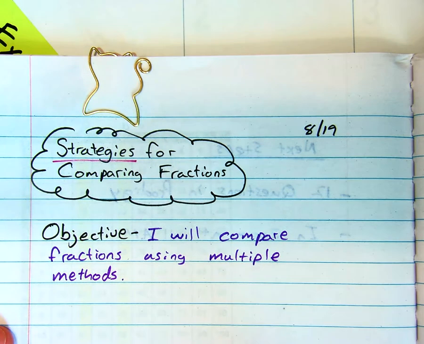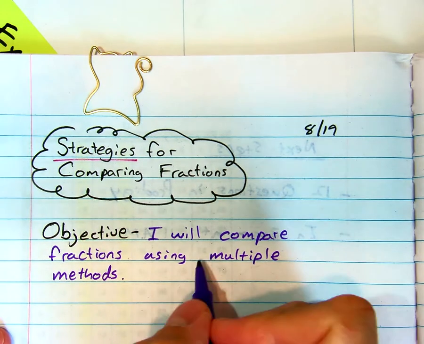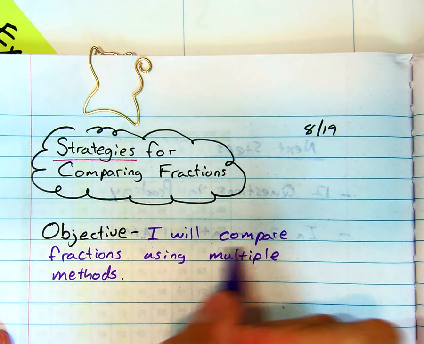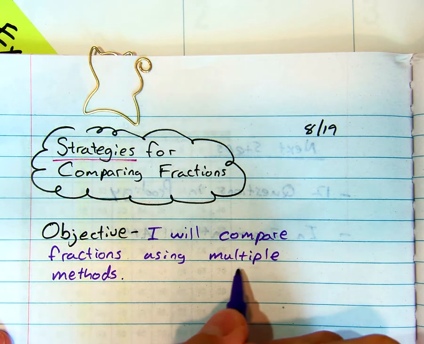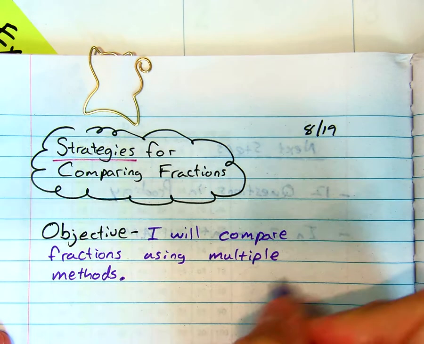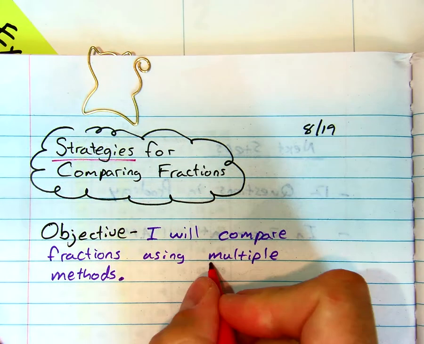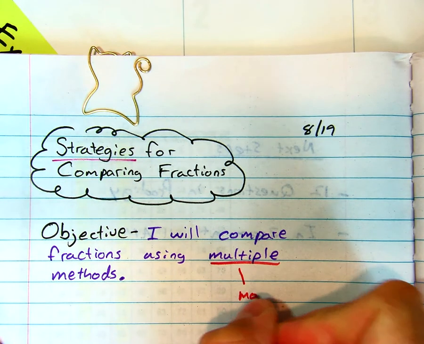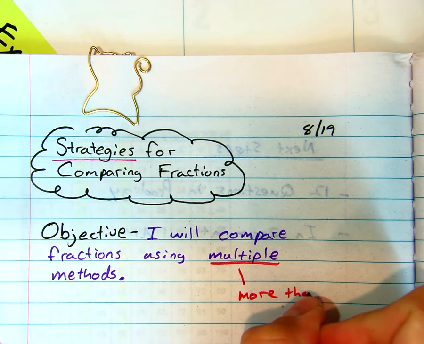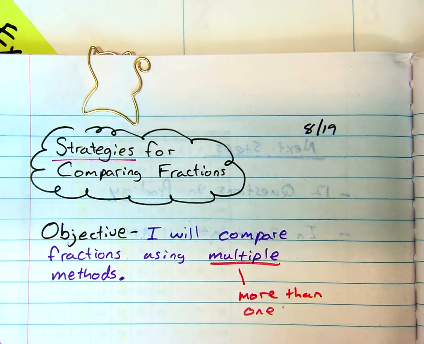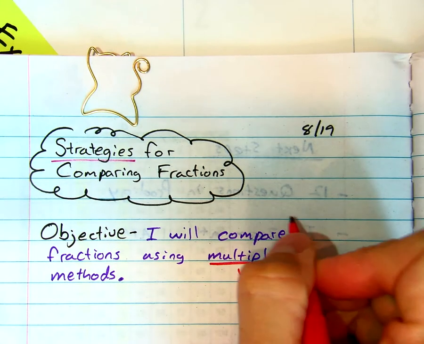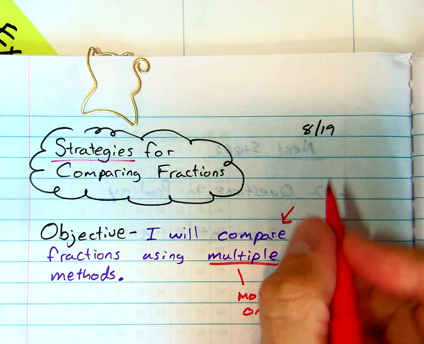All right, pretty easy objective here. I'm going to read it once. I will compare fractions using multiple methods. So when we talk about multiple, we mean more than one.